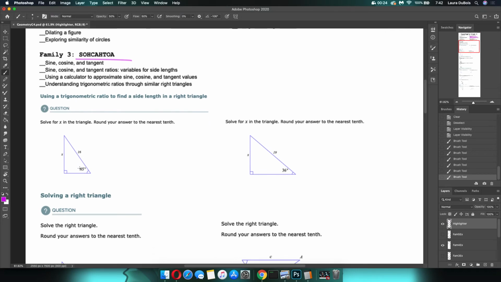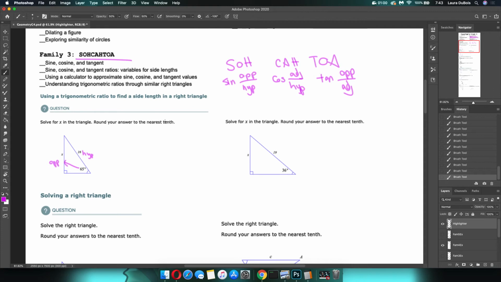So let's see here. X, is that opposite, adjacent, or hypotenuse? That's opposite. 16, is that opposite, adjacent, or hypotenuse? Hypotenuse. And now that we know that SOHCAHTOA exists, then we know sine is opposite over hypotenuse, cosine is adjacent over hypotenuse, and tangent is opposite over adjacent. Okay, so now that we know everything that is necessary, we are ready to set up.